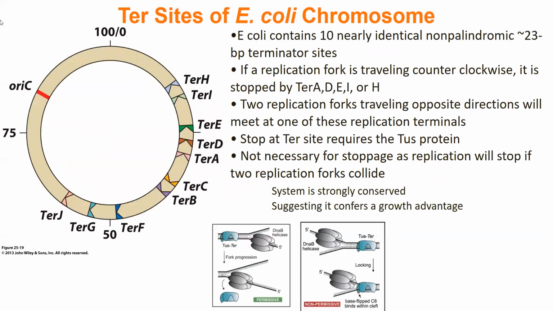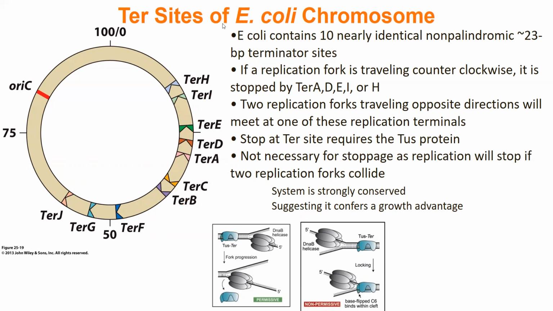Okay. So how do we actually stop this machinery from running in E. coli? And E. coli have this neat little protein pair called TUS and TER. So if we're looking at circular genome of E. coli, there we can see the ORI-C. That's our origin. And there are 10 sites on the E. coli genome that are basically identical, and they're 23 base pair termination sites. So that's why they're called TER.